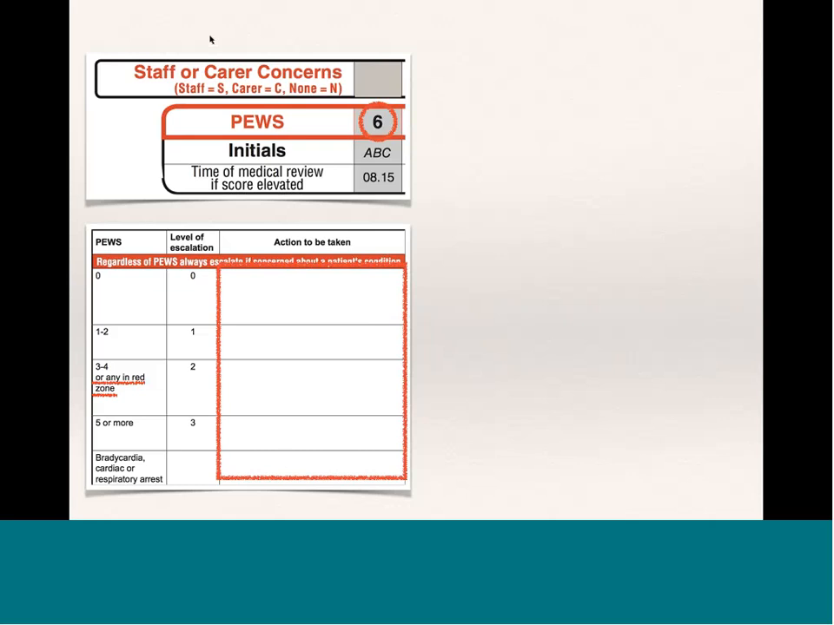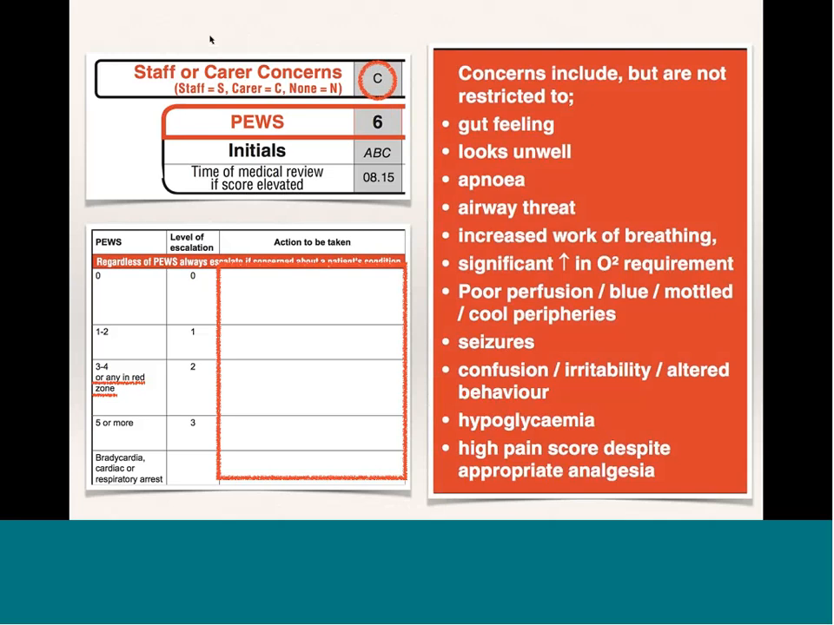But similarly, even if there's a PEWS of nothing and there is clinical concern, you can see there's a box at the top where you can put a C for carer concern, or an S for staff concern, or you could put both, then that overrides everything. That means you can override your escalation pathway. You don't have to wait for permission from the chart to reach a certain number in order to call for expertise. You can bypass that completely if you have concern, or if you have any of these concerns, which we've jotted down in the red box.